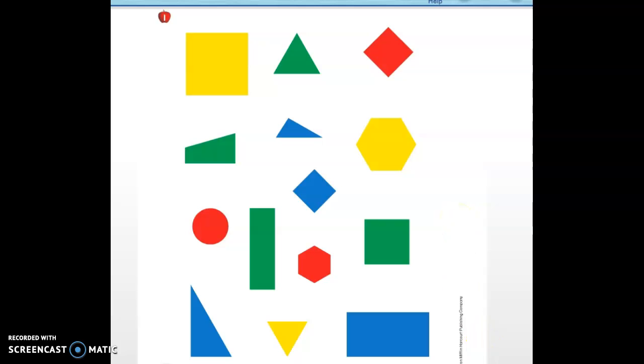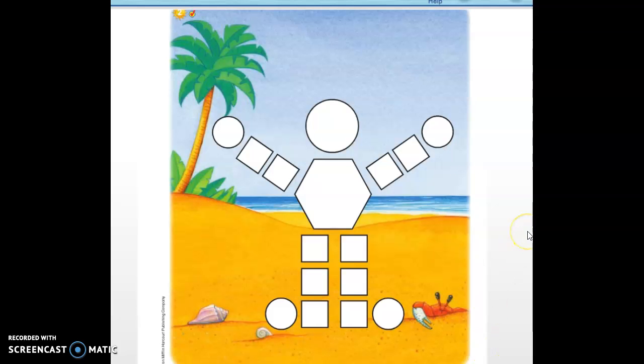Done with that one, we're going to turn to this page. We've got our little shape person. This person's on the beach. And I want you to look at this shape man, and I want you to color all of the parts of his body that are shaped like a square. If it is not a square, you are not going to color it. You are only going to color the parts that are shaped like a square with 4 sides that are the same.